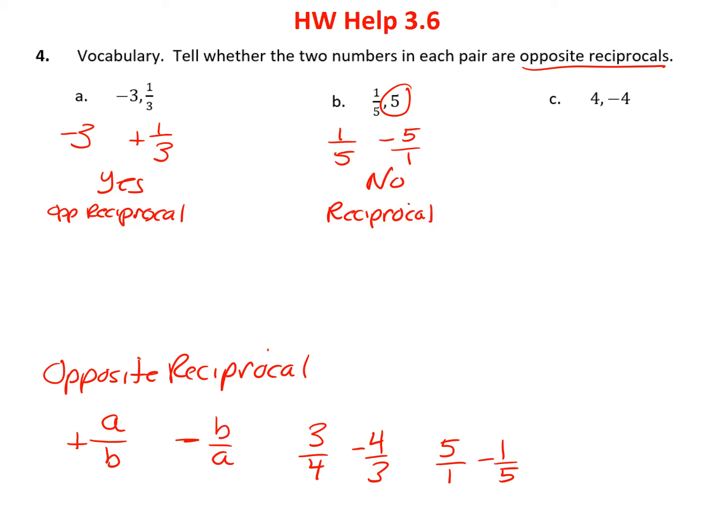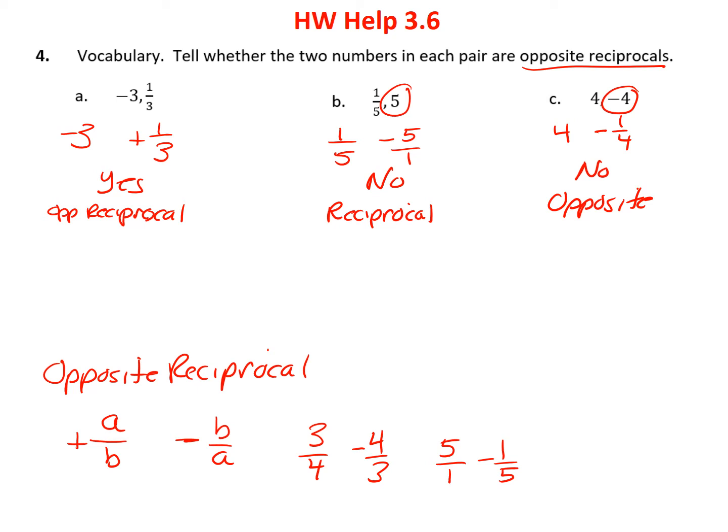And in our last one, we start with 4. The opposite of 4 is minus, and then the reciprocal will be 1 over 4. But I have minus 4. Here, what they've given us is the opposite, but not the reciprocal.